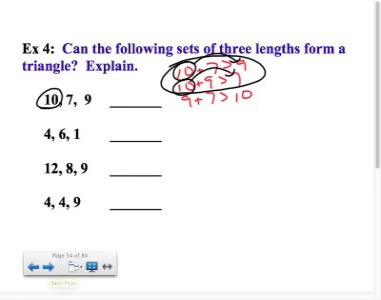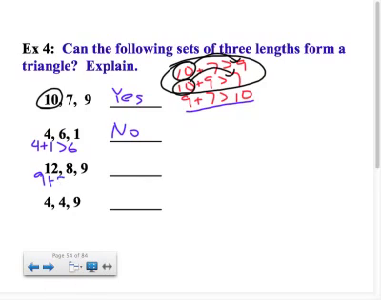The only case you really have to test is whether or not the two short sides add up to be bigger than the longest side. And so here you have 9 plus 7 is greater than 10. That's 16 bigger than 10. So your answer here would be yes. In the second one, you don't have to do 4 plus 6 greater than 1. The only inequality you have to check is 4 plus 1 greater than 6. Well, that's 5 is greater than 6. Clearly, the answer to that question is no.